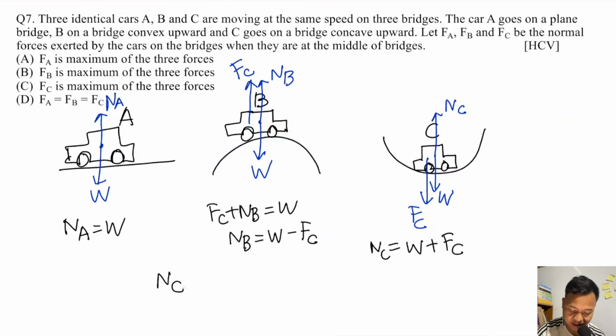The relation is that NC is greatest, NB is least, and NA is W. So that means FC has the greatest, maximum normal force, right? So the answer is FC.